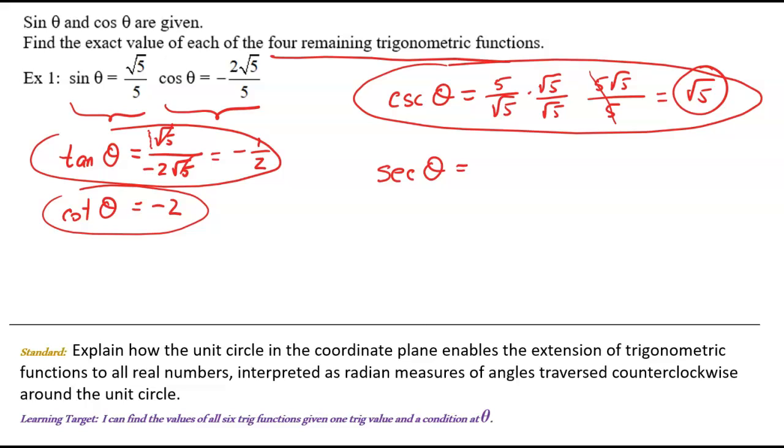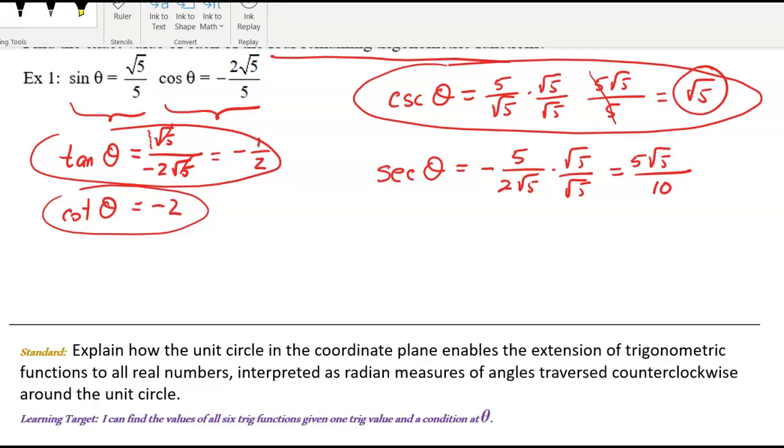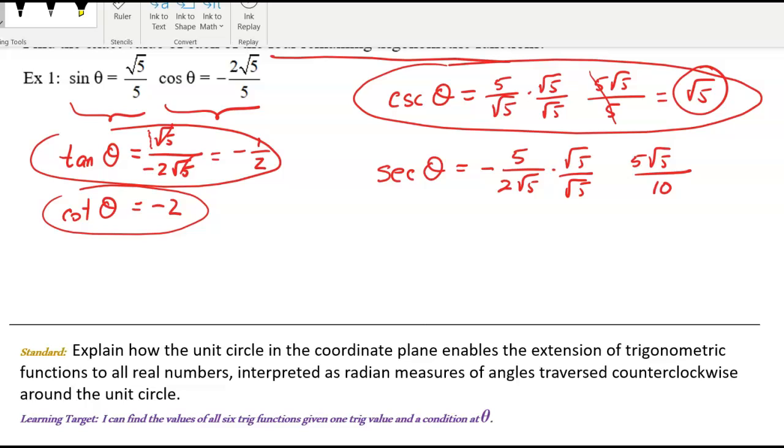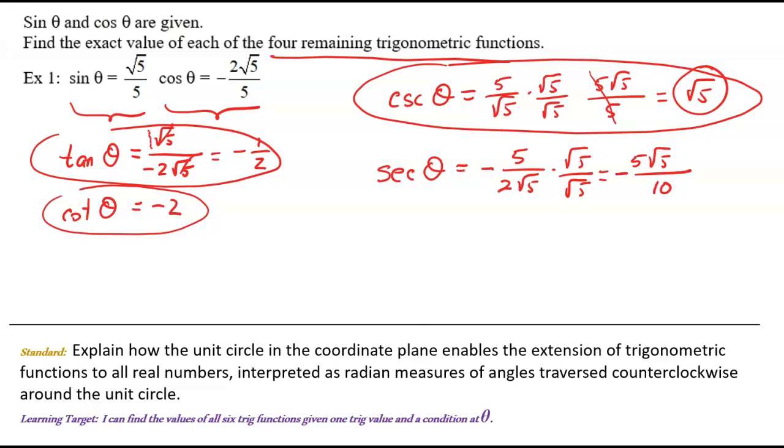Secant of theta is the reciprocal of cosine. Negative 5 over 2 root 5. I'm going to rationalize. Okay, so 5 root 5 over root 5 times root 5 is 5 times 2 is 10. And don't make the mistake that I almost made. Be careful with the details. So negative. Okay, and then be careful. 5 over 10. Those are rational components, okay? You're treating this no different than negative 5x over 10.